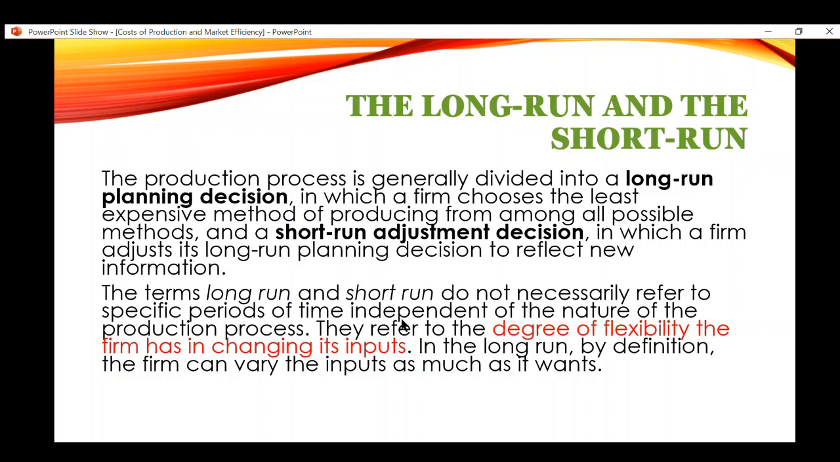So you will know kung short run sa iyaha or long run sa ilaha, depende kung kaya ba nilang mag-adapt or mo-adjust sa ilahang changing inputs. So in the long run, by definition, the firm can vary the inputs as much as it wants. So mas naa sila flexibility, dili sila maglisod og adjust, dili sila maglisod og adapt.